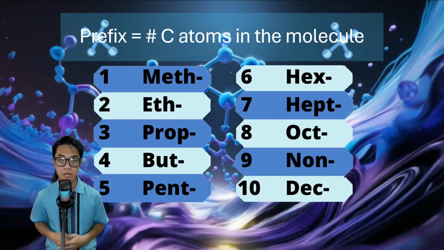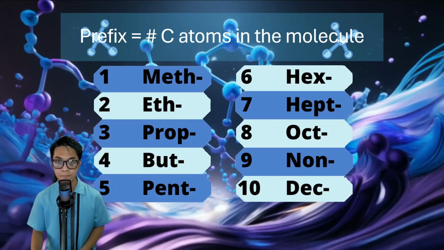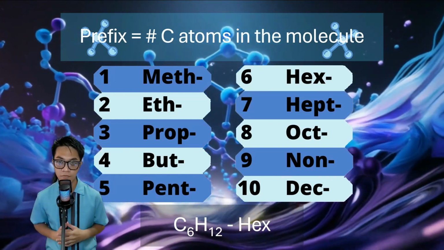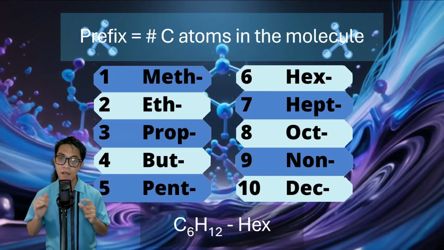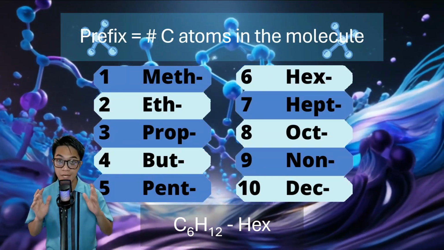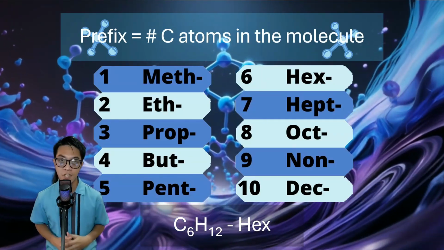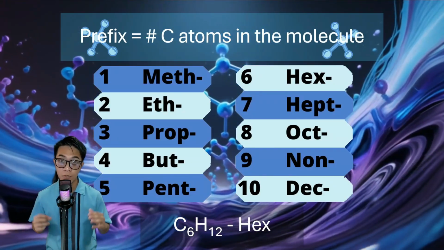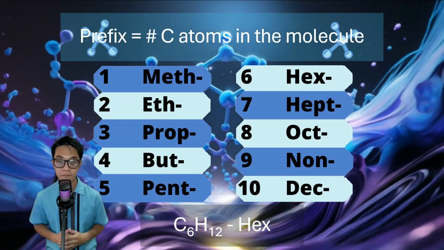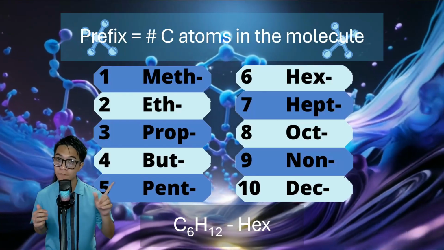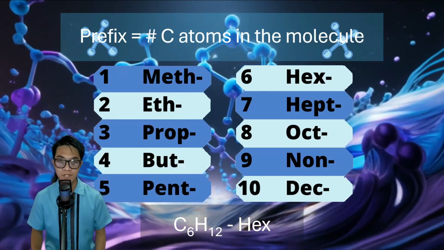So, just for example, I have here a molecule of C6H12. As we can see, this molecule has 6 carbon atoms, so we will be assigning it with the prefix of hex. So if ever we'll have 2 carbon atoms, then that will be assigned with the prefix of eth. Now, we already have our prefix. It's now time to find our suffix.